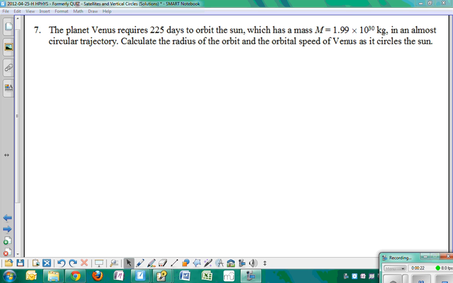All right, so let's find the radius first. That's the first part of the problem. So as we are always doing here, we're going to set the centripetal force requirement, mv squared over r, m times 4 pi squared r over T squared, for this case because we're dealing with a period here, is equal to the universal gravitation acting between the sun and Venus, the orbiting body.